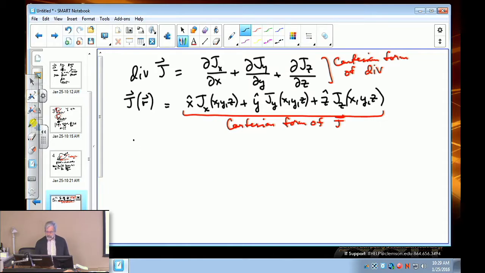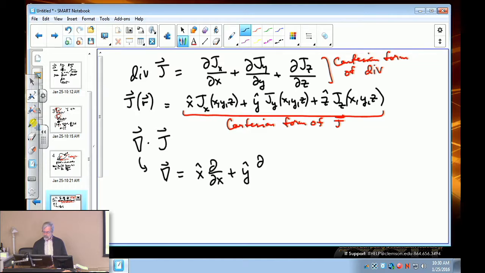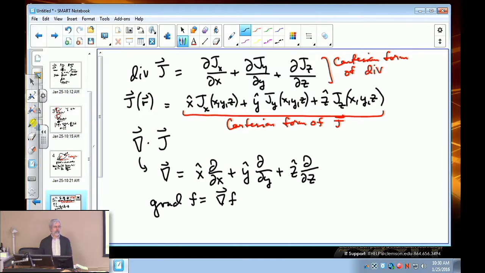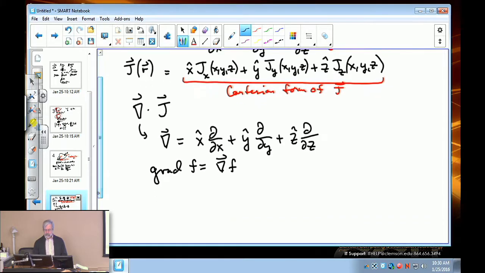Okay, now another thing you will often see is the divergence may also be written this way, with this operator called del or grad, and this was the same thing that we used for the gradient. So when we did the gradient, the grad of a function, grad f, we just applied this operator to f, and that was a vector. Well, in the divergence, we're going to take the dot product of that operator with J. It's a lot like that. You can see that then it looks like this.